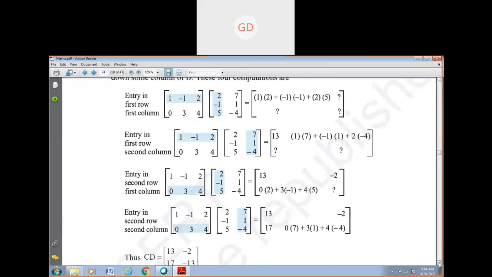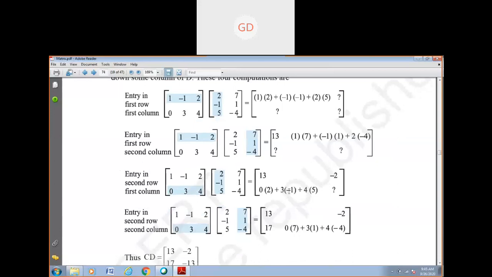Now by second row we are going to multiply. So this is the second row, 0, 3, 4. Similar procedure: second row into first column, second row into second column. If we multiply the second row into the first column, in a similar way corresponding elements multiply. So 0 into 2, 3 into minus 1, 4 into 5.